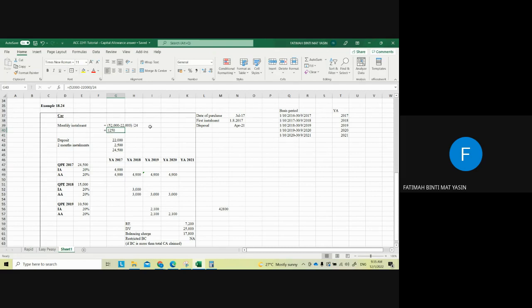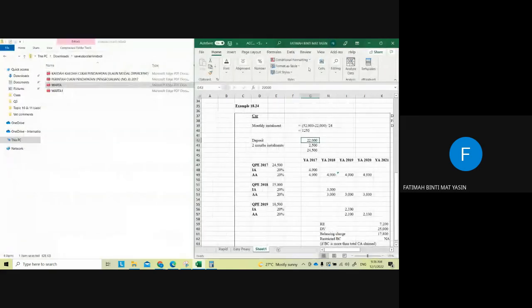Again, as we have discussed, you need to calculate the QPE for each year. So we have QPE for 2017. It is based on how much the company paid during the year. So in 2017, the company paid a deposit of 22,000 ringgit. This method that I use is a little bit different from the textbook. You can use this method, I think this one is easier. The deposit that the company paid for 2017 is 22,000 plus the installment payments made.